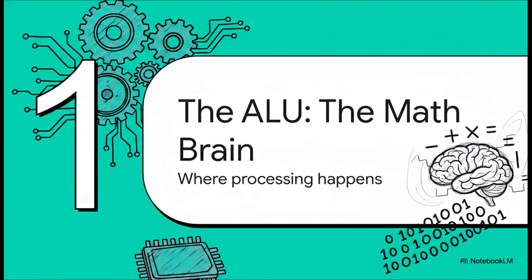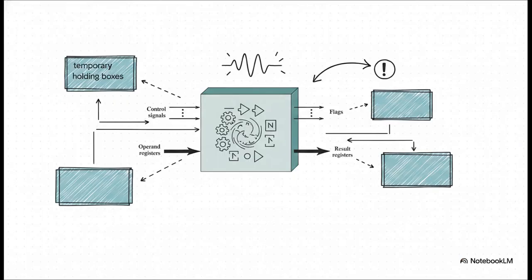All right, section 1, the ALU, the math brain. This is where the processing actually happens. Okay, let's break down this diagram. The ALU, or Arithmetic and Logic Unit, is built entirely on really simple digital logic devices, and data moves in and out of it in a very specific, orchestrated way.